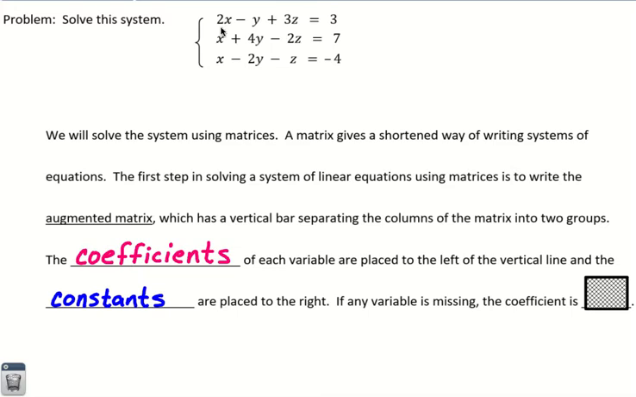And the coefficients are the numbers in front of the variables, like the 2 and the 4, positive 1, negative 1, right? So those are the coefficients, and the vertical bar is going to separate the coefficients from the constants. And if any variable is missing, the coefficient is naturally 0, of course.